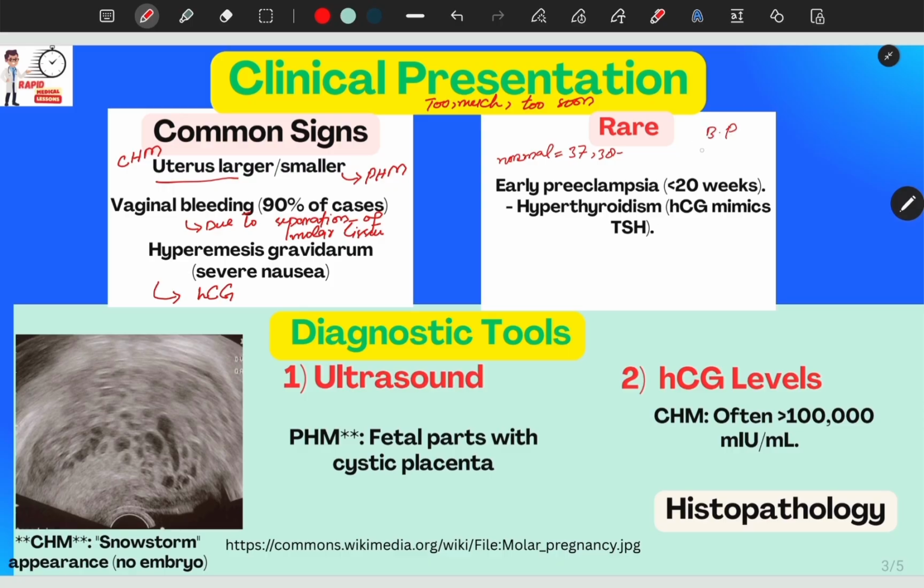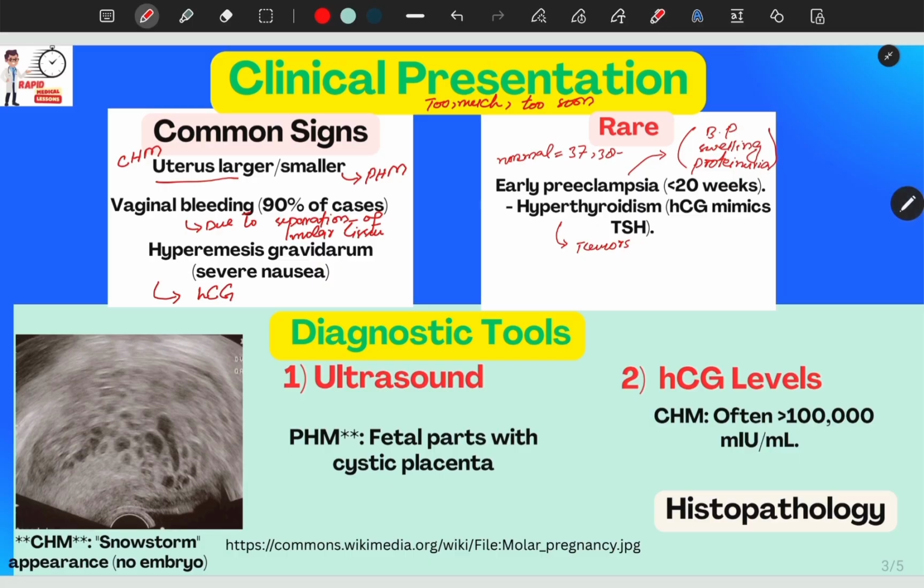The most rare case is hyperthyroidism. The patient also shows symptoms of hyperthyroidism like tremors and rapid heartbeat. Why does this hyperthyroidism happen? Human chorionic gonadotropin, that is HCG, can mimic thyroid stimulating hormone, TSH, due to structural similarity. Because HCG has structural similarity with TSH, it actually mimics its function. The structural similarity lets it bind to the TSH receptor on thyroid cells, leading to an increase in thyroid hormone.